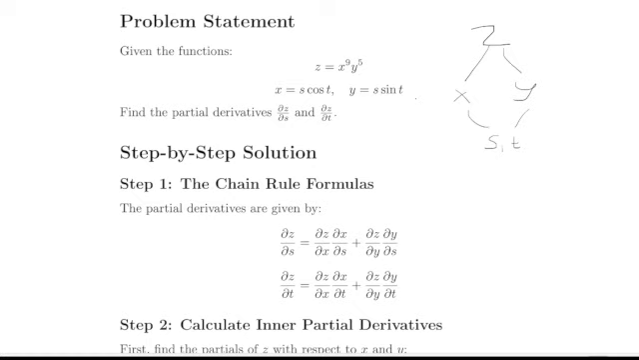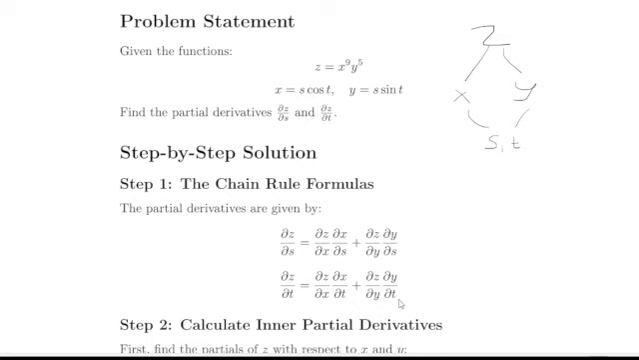So if we're going to find the partial z with respect to s, we have to go through two different paths. We're going to go through x and through y. So we have the partial z with respect to x times partial x with respect to s, and then plus partial z with respect to y times partial y with respect to s. Similarly, we'll do the same thing with partial z with respect to t. We'll go through x and then through y again to get partial z with respect to x times partial x over partial t plus partial z over partial y times partial y over partial t.